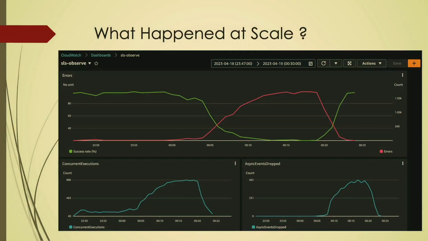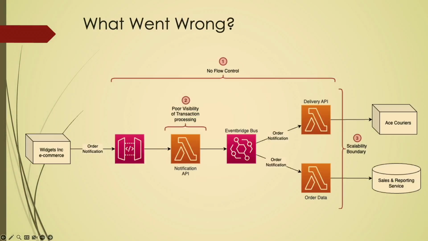But I want to talk more about how we can find out what's going wrong. I also want to talk more about what actually went wrong. There are three things that I pick out with this architecture that are wrong. The first one is there's no flow control. We're doing data integration.